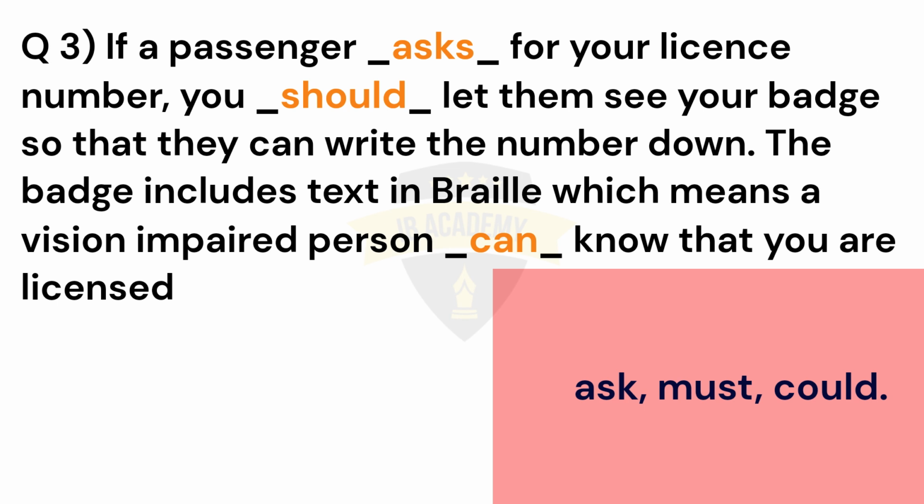The last blank is again something we learned about, can or could. Here it is ability to know the license, and it is not in the past tense. So we will use can.